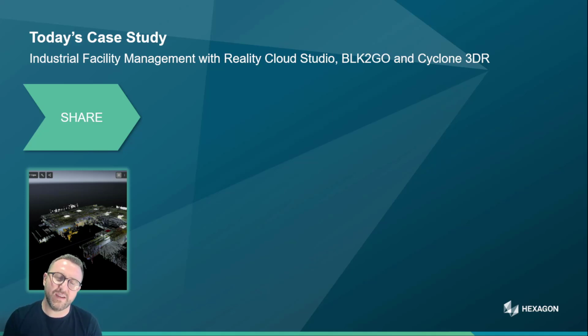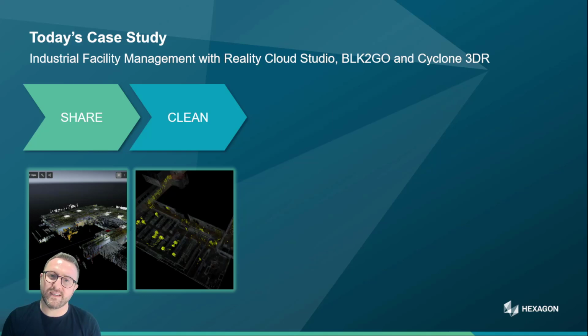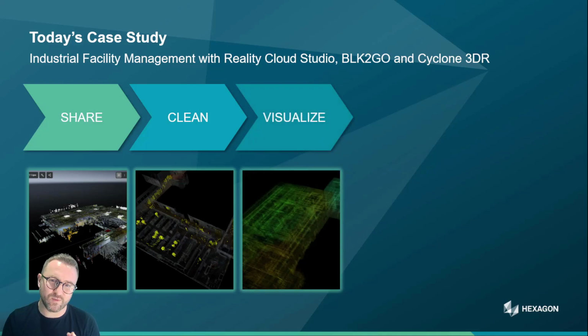So we will then share that data up into Reality Cloud Studio for all our third parties or first party contractors and colleagues. And we can then stream that data down into Leica Cyclone 3DR. Now this is where we're going to take advantage of the cleaning functions within 3DR to automate the noise removal, get rid of people walking through that scene very, very quickly. So Yannick will describe that.